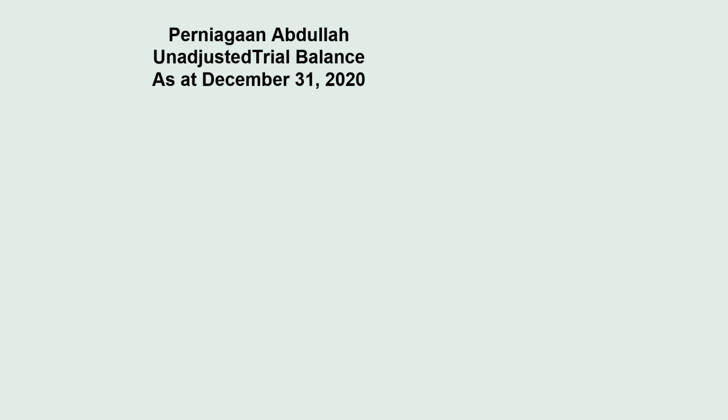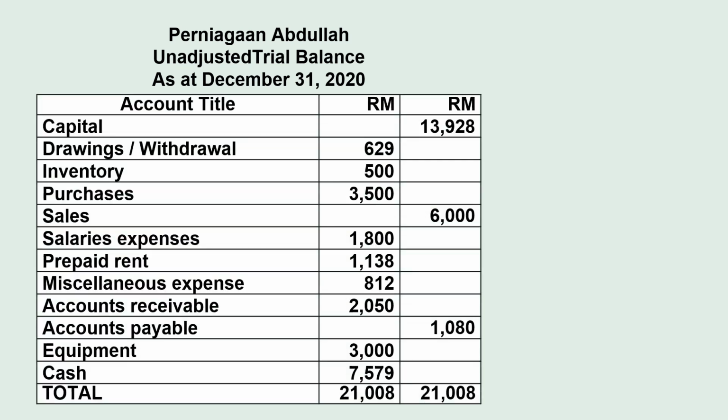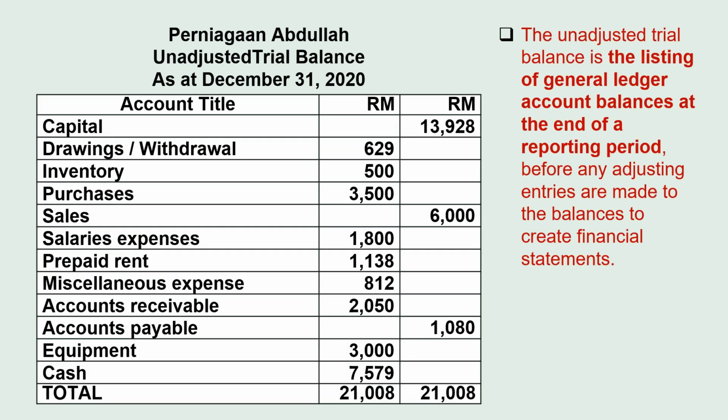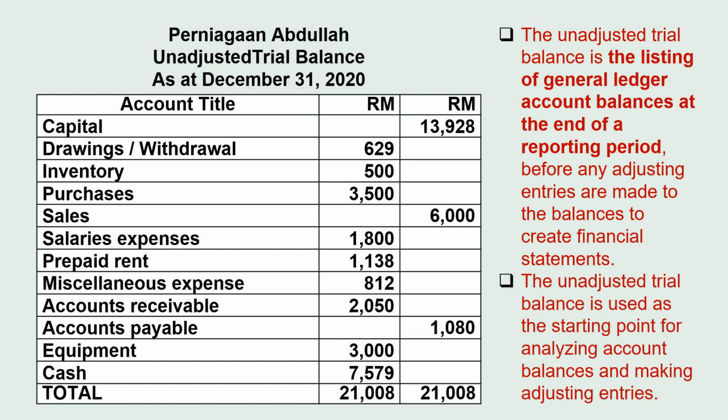An unadjusted trial balance is prepared before the adjusted trial balance. An unadjusted trial balance is the listing of general ledger account balances at the end of a reporting period, before any adjusting entries are made to the balances to create financial statements. An unadjusted trial balance is used as the starting point for analyzing account balances and making adjusting entries.